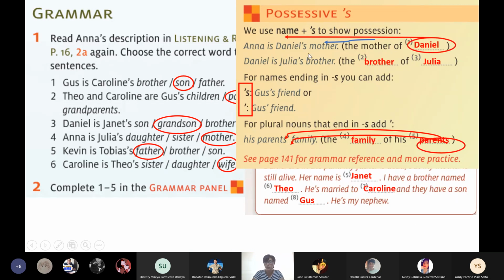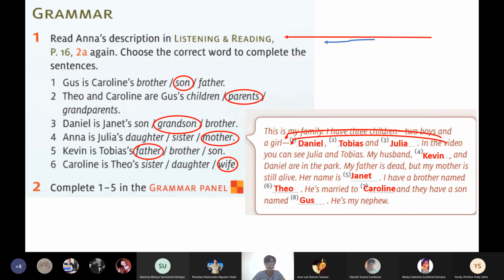Yep. So, Anna is Daniel's mother, the mother of Daniel, right? Aquí el libro se los pone entre paréntesis como nosotros lo decimos en español, la mamá de Daniel. But in English, we're going to say Daniel, apostrophe S, Daniel's mother. As we have done here the exercise, right? Como hemos estado haciendo este ejercicio.